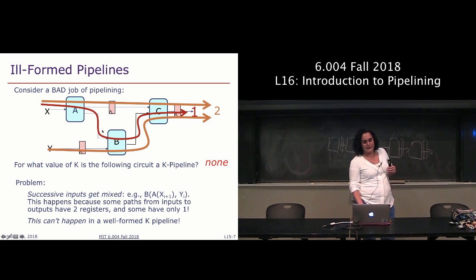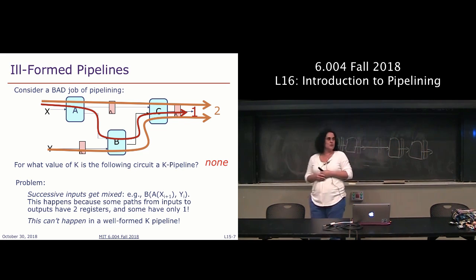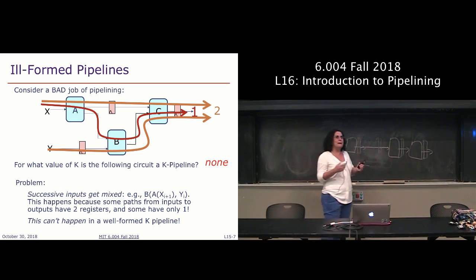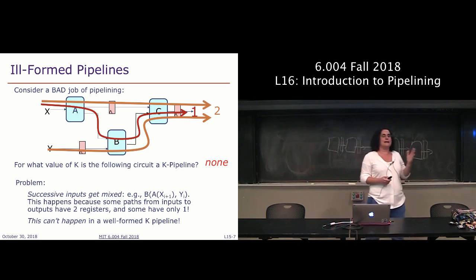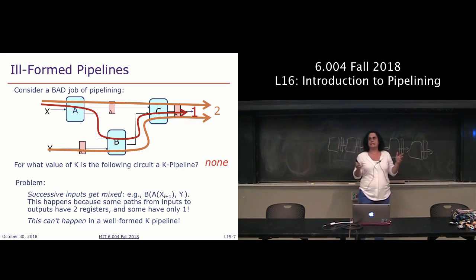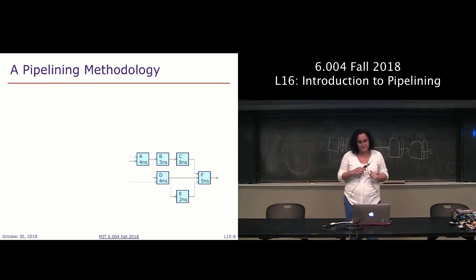So that means that B is going to see on the x side an input that corresponds to time i plus 1, whereas on the y side it's going to see an input that corresponds to time i, and that's not the behavior that we're trying to achieve. Okay? So by making sure that we always have the same number of registers on each path, we'll guarantee that we're not mixing these inputs from different time periods.